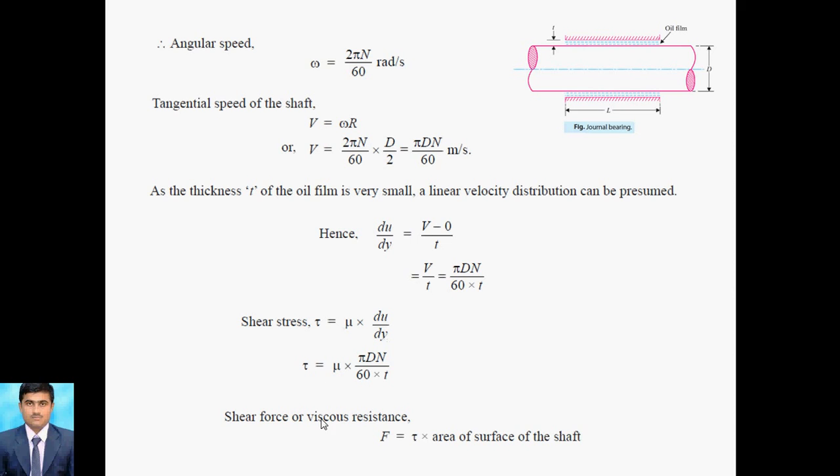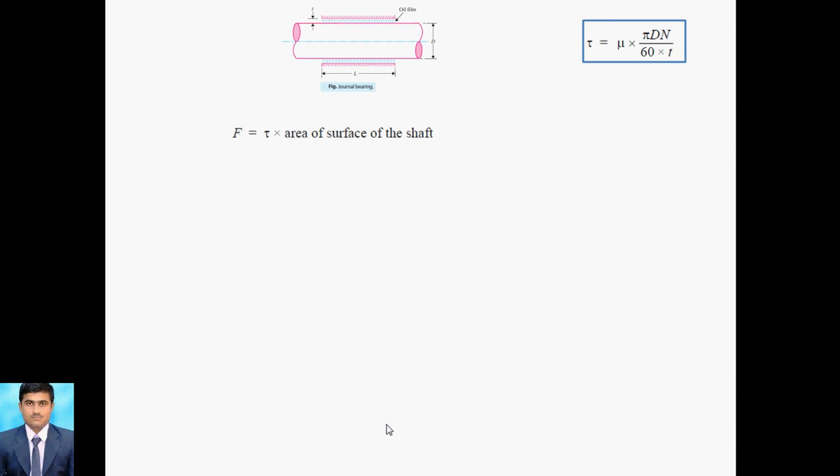The shear force is shear stress into area. Tau is equal to force upon area, which means force is equal to shear stress into area. Putting the shear stress and the area of the surface of the shaft, we get the frictional resistance, or viscous resistance. Force is equal to tau into the area of the surface of the shaft. The area of the surface of the shaft is pi D L, because the oil is along the length. That is why we consider the peripheral, or circumference, area, pi D L.